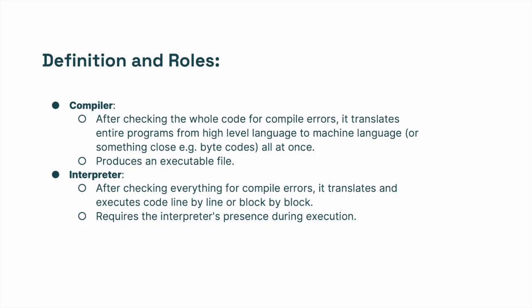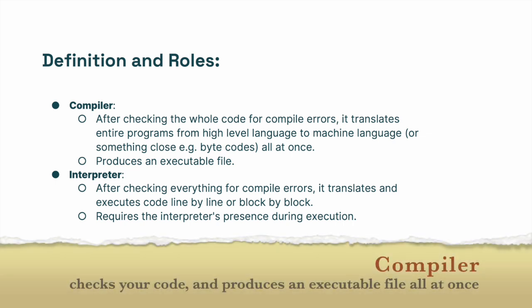Think of a compiler like a translator who reads your entire novel, makes sure there are no mistakes, and then turns the whole thing into a new language all at once. What it does in coding is take your whole code, check for errors, and produce a complete executable file that your computer can run.